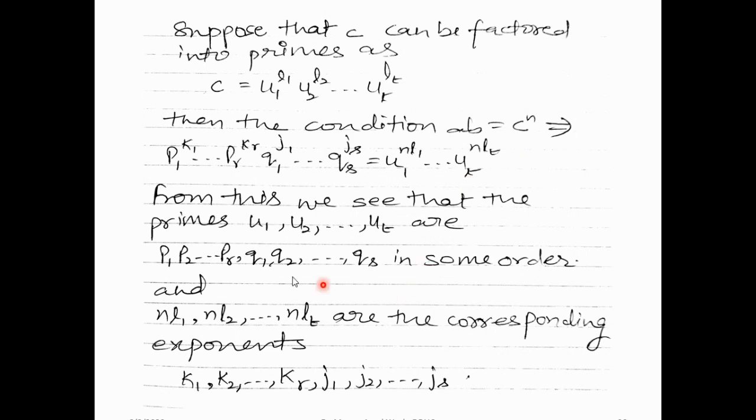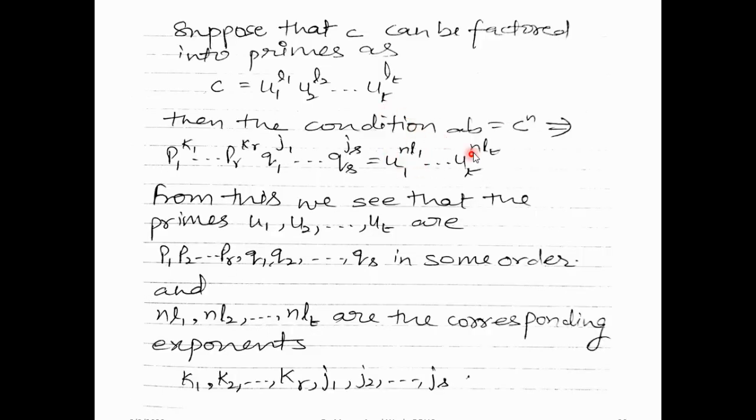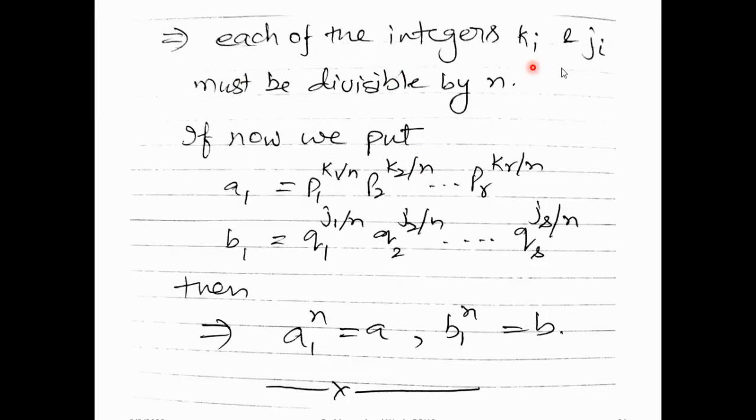So from this we can see that the primes U1, U2, up to UT are P1, P2, up to PR, Q1, Q2, up to QS in some order, and nL1, nL2, up to nLT are the corresponding exponents K1, K2, up to KR, J1, J2, up to JS. So this implies that each of the integers Ki and Ji must be divisible by n, because all these powers are multiples of n.